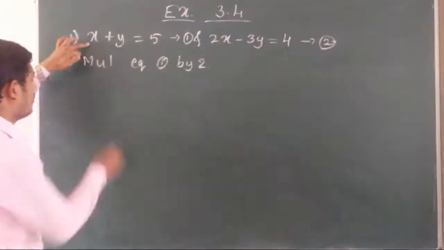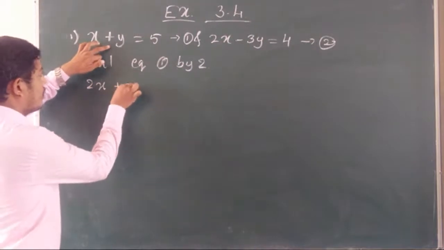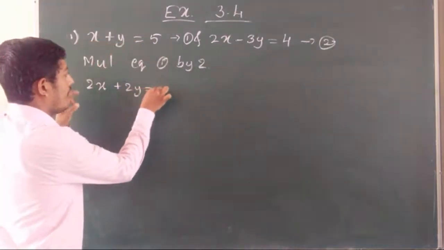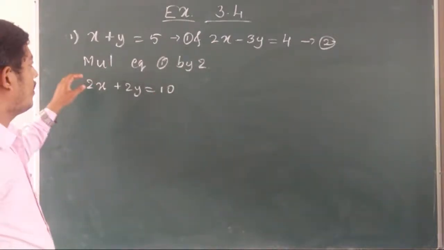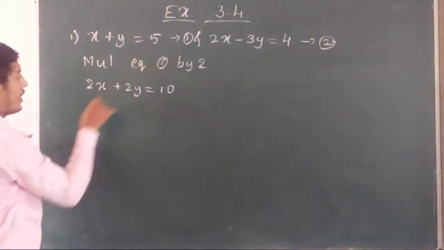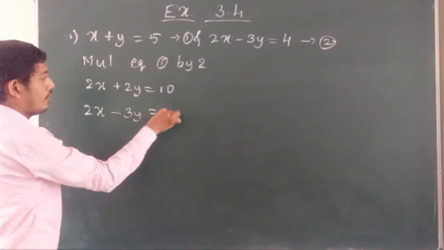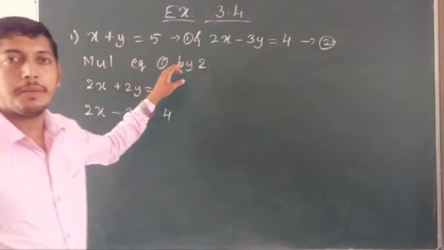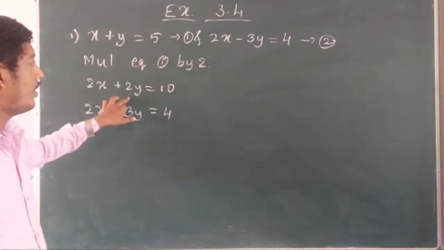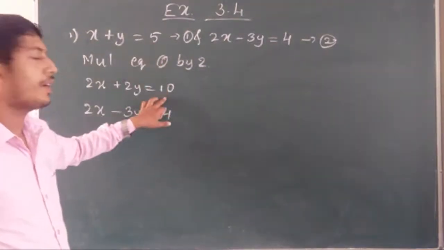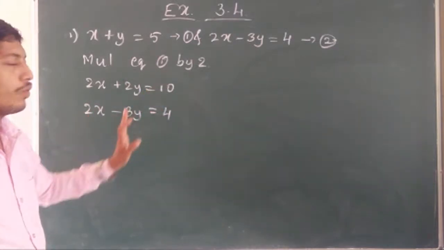So what it becomes? It becomes 2x plus 2y equals 10. And the second equation I will write as is, 2x minus 3y equals 4. So the first equation I multiplied by 2: 2 into x is 2x, 2 into y is 2y, 2 into 5 is 10. The second equation I wrote as this, 2x minus 3y equals 4.